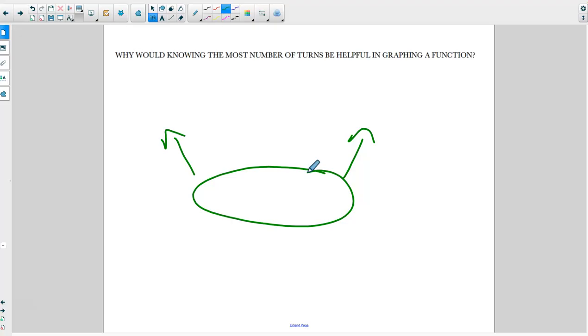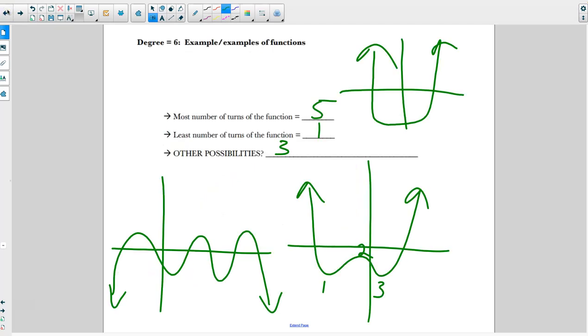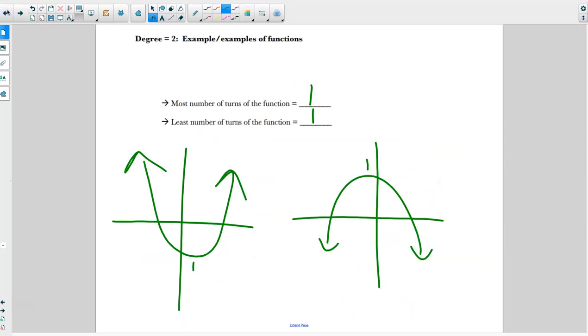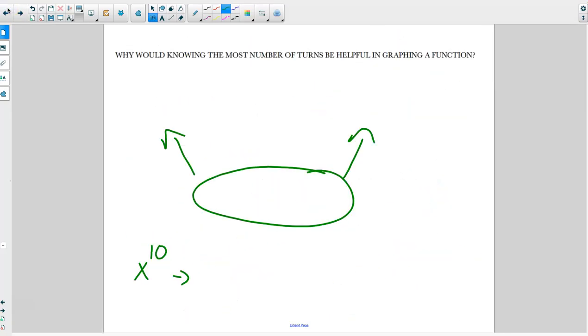Question for you. 5x to the 10th. What's the most number of turns I can have? I like 9. Let's look back at our patterns here. So 6 gave me 5, 5 gave me 4, 4 gave me 3, 3 gave me 2. So that's another thing I want us to know, is that it's always 1 less. Okay. So we can always go 9.